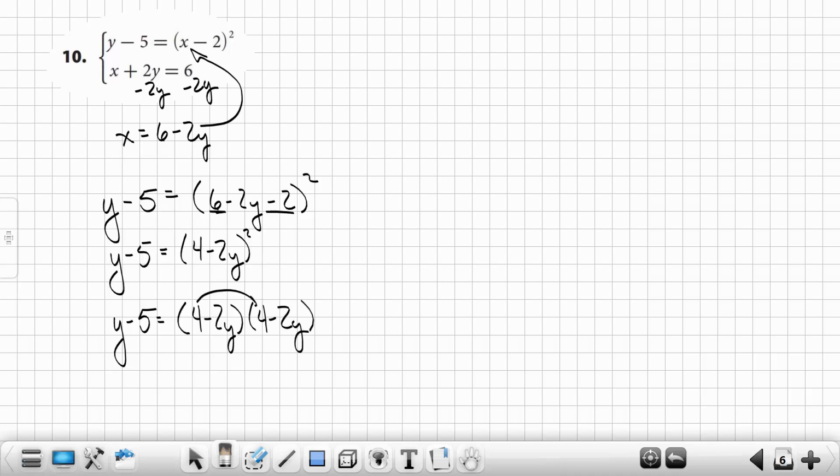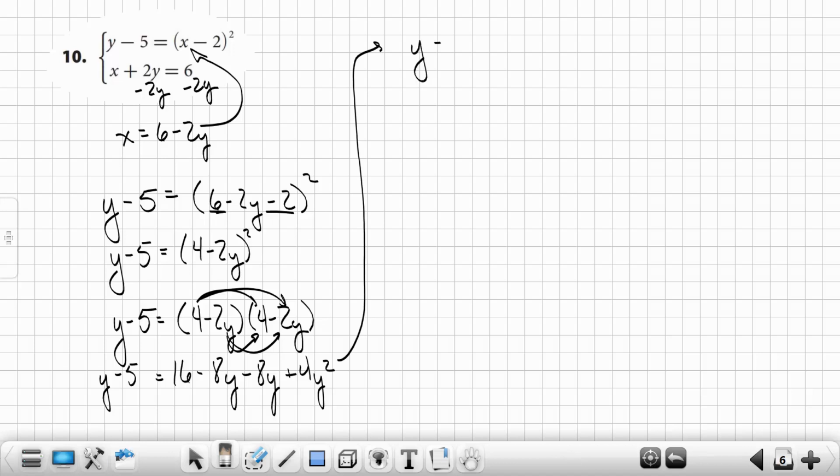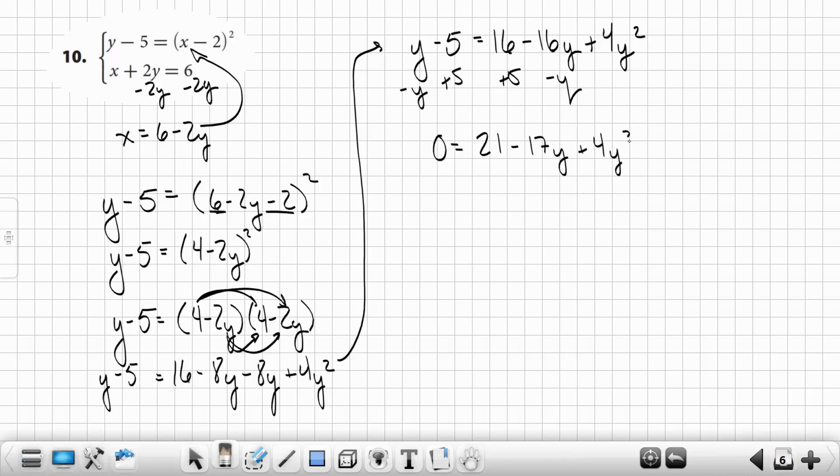4 times 4 is 16. 4 times negative 2y is negative 8y. Negative 2y times 4 is also negative 8y. And negative 2y times negative 2y is positive 4y squared. We have something quadratic. I'm going to simplify, and then I'm going to make it equal to 0. So y minus 5 equals 16 minus 16y plus 4y squared. I'm going to subtract y and add 5 to both sides. So now I get 0 equals 21 minus 17y plus 4y squared.